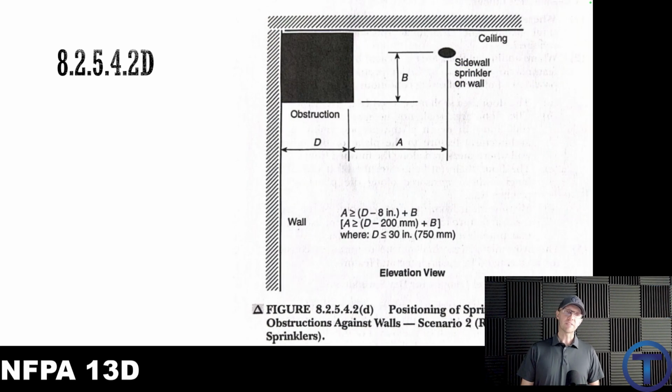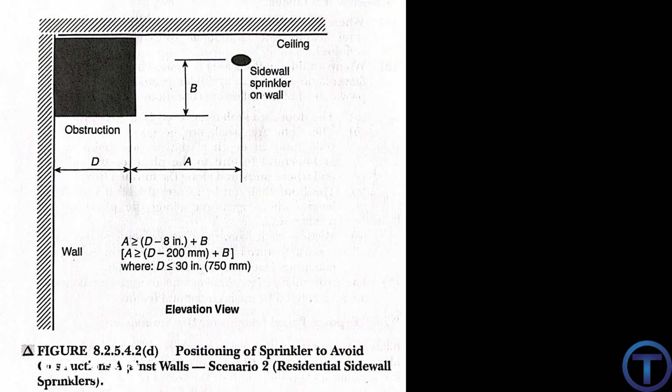Here we have figure D. And again, this time, sidewall sprinklers coming out from that side instead of aiming at the obstruction. But in this situation, we go back to our same formula. You see that formula, A greater than or equal to D minus 8 inches plus B. So we can calculate that through.